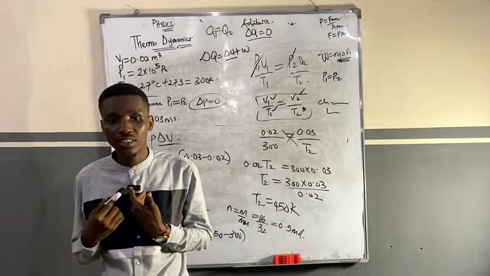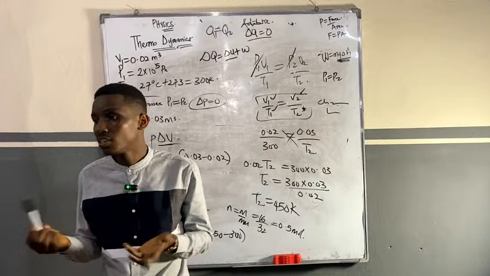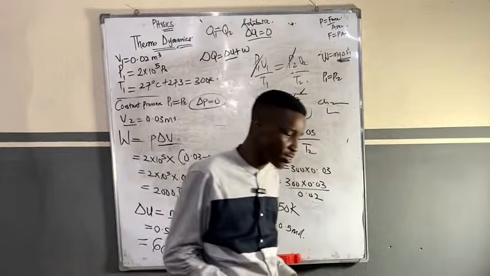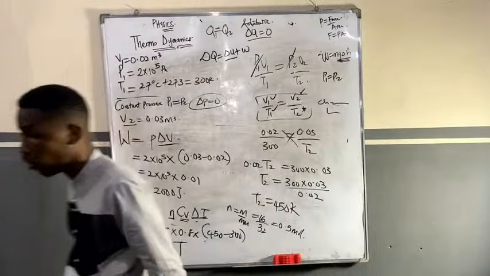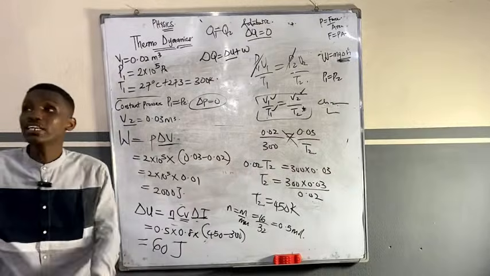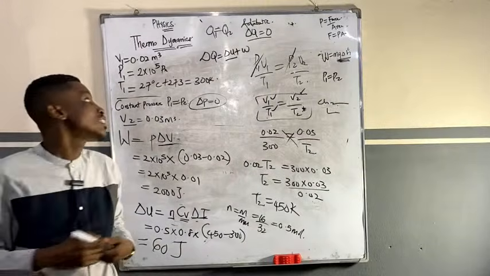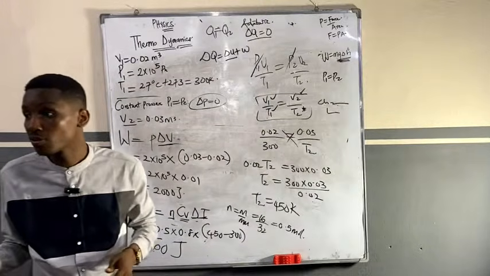What does exo mean? Heat is lost. So whenever I have heat coming into a system, what should it show? Should it be positive or negative? When heat is coming into a system, the change in Q, should it be positive or negative?